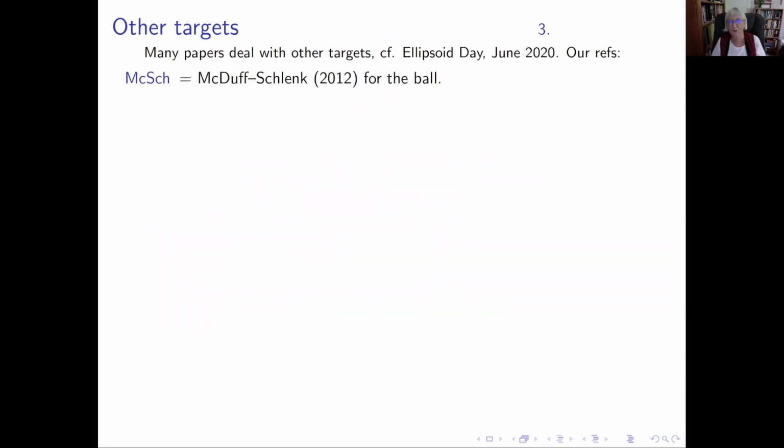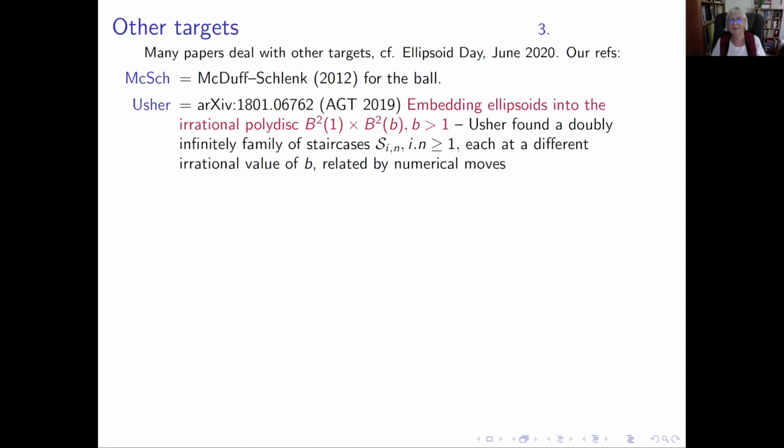Well, of course, there's a paper I wrote with Felix about the ball, because that's what I know, right? And then there was a paper by Usher, where he looked at a similar kind of problem, because he was looking into a polydisk, which is a 2-disk times a 2-disk, but his B here was irrational. And he was looking to see what he could find here for various irrational Bs. And he found a doubly infinite family of staircases, each with a different irrational value of B, and they were related by certain numerical moves, some of them purely numerical.